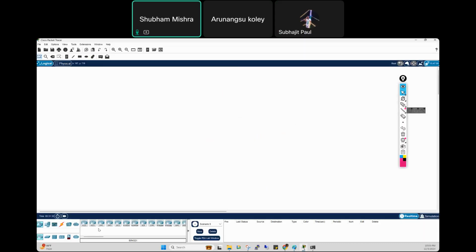For example, I take one router here. And I take one switch here. I connect both devices like this.